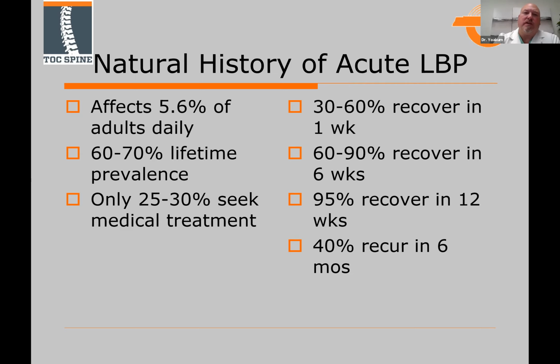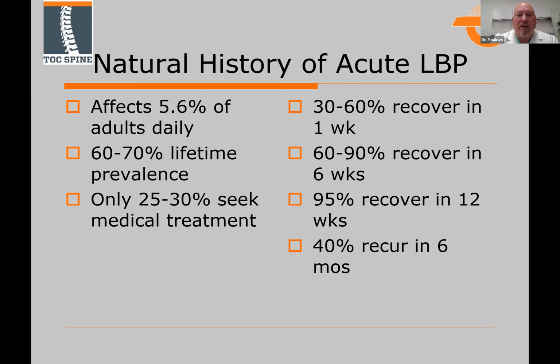Up to almost 6% of adults in the United States daily are having some variety of acute low back pain. That's an astronomical number. 6% doesn't sound tremendous, but then you think about 300 million people, and that's an astronomical number of people having acute back pain on a day-to-day basis. Up to 70% of people will have some at some point in their life. Only about 30% or so will seek treatment for that.